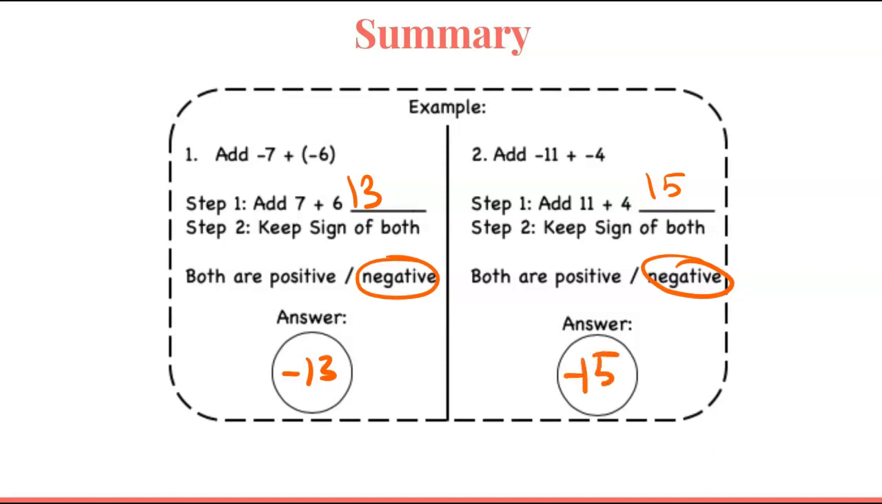So if you follow the rule, adding numbers with the same sign is very easy. Both numbers are negative. You add them, keep the negative sign, and just like we have for years before, if you have 2 positive numbers, your answer should be positive.